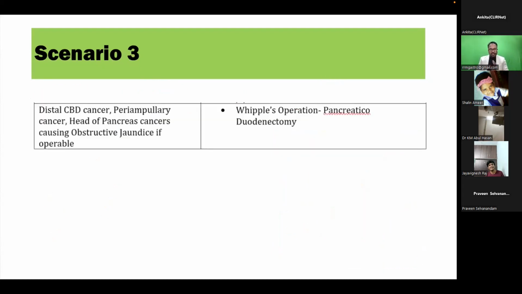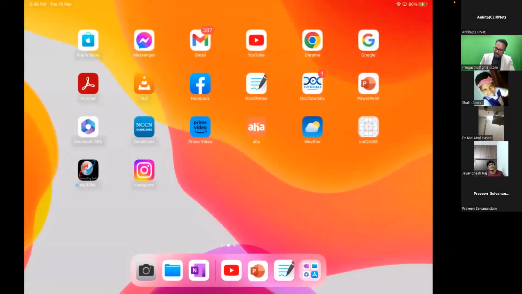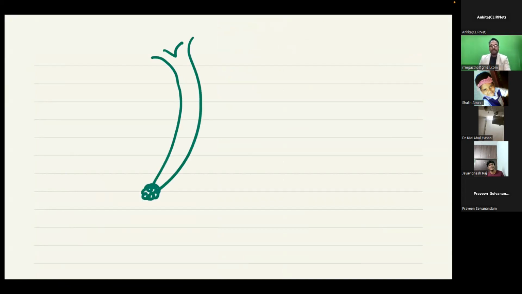Scenario number 3 is definitely an MCQ for your exam as well as a clinical topic, that is cancer in the distal pancreas. So with this cancer in the distal pancreas, I will complete the topic. So this is a bile duct and this is a periampullary cancer, and this is the pancreas.